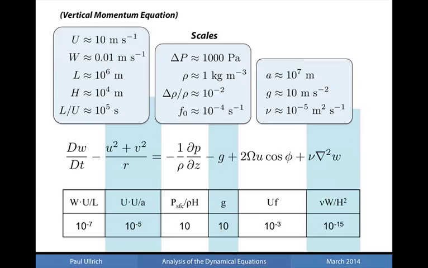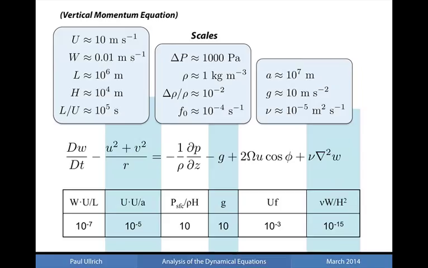We have the curvature term, which has scales U squared over A. We have our pressure gradient, which has scales P surface over rho H. It has an associated value of 10 meters per second squared. Gravity also has scales of 10 meters per second squared. The Coriolis term in this equation has scales of 10^-3 meters per second squared, and the viscous term has scales of 10^-15 meters per second squared.